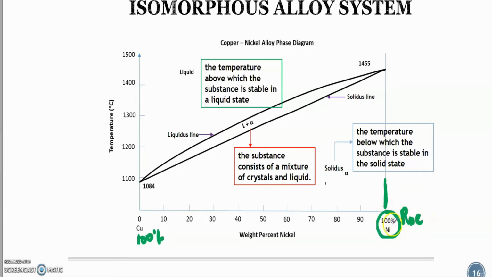Dia tak ada sebarang campuran lain. Dia adalah 100% nickel. Pure nickel. P-U-R-E. Okay, pure nickel. So, kat sini adalah 100% copper. Pure copper lah. Belah kiri ni. Bermaksud kat sini 100% copper. So, kandungan nickel adalah kosong. So, kosong ni merujuk kepada kandungan nikel. So, dekat sini pula yang right edge ni, kandungan copper adalah 0%.